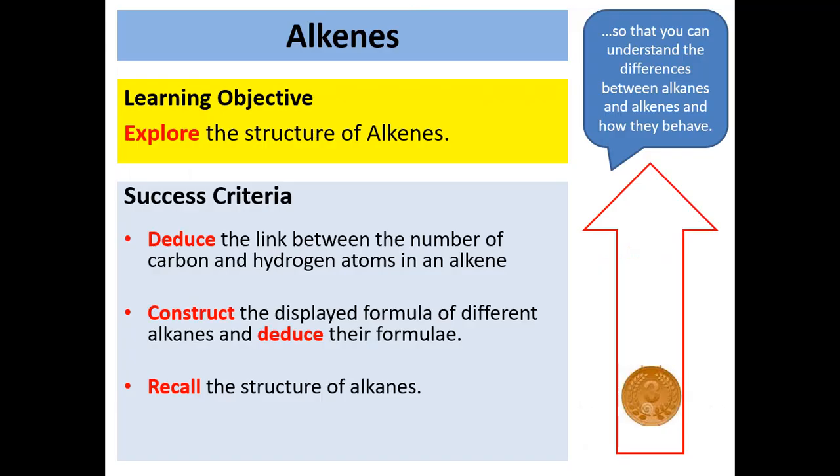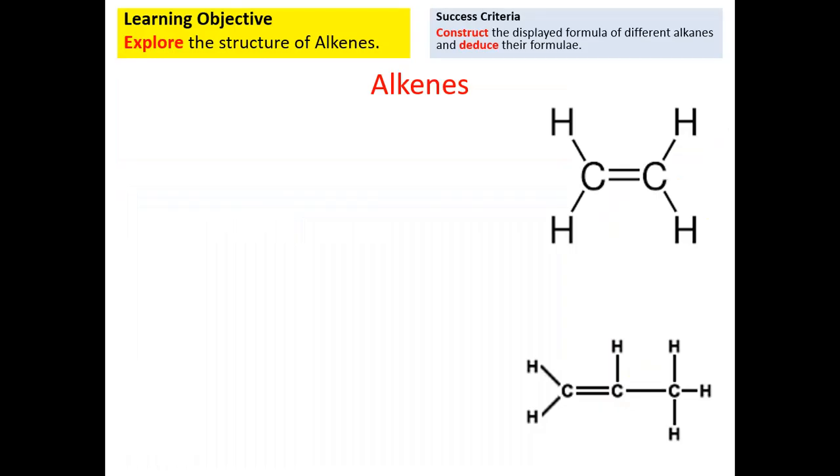So now we've done this, what I want us to look at are alkenes. So we can see that alkanes and alkenes are very similar, and there's one distinct difference between them, but it actually makes a massive difference to the properties of the compound. So these are two examples of alkenes.